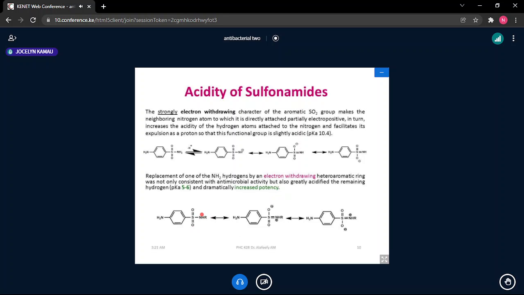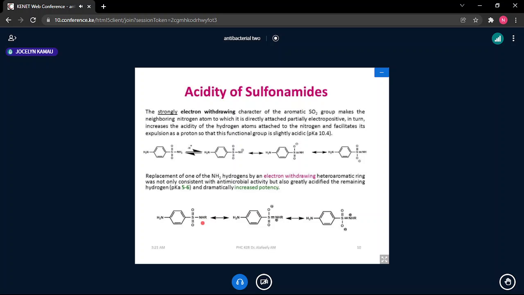So when you put R as a cyclic ring, starting also with the thiazole ring, the pyrimidine ring, the isoxazole ring, the only difference is the different rings will have different powers of electron withdrawal. The higher the electron withdrawing power of the heterocyclic ring, the more acidic the sulfonamide is, the higher its potency and the lower its toxicity.